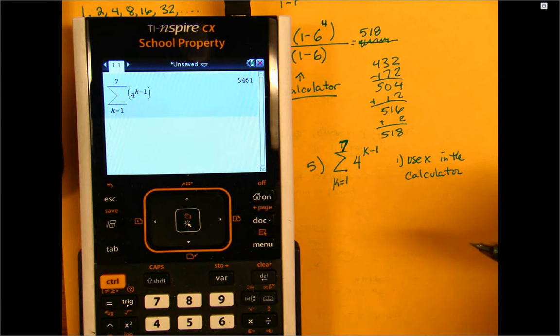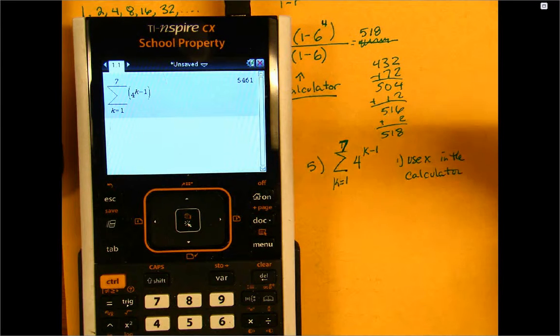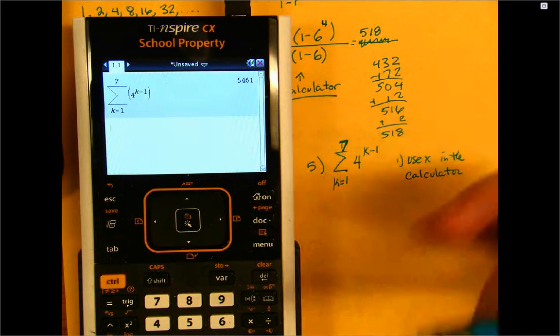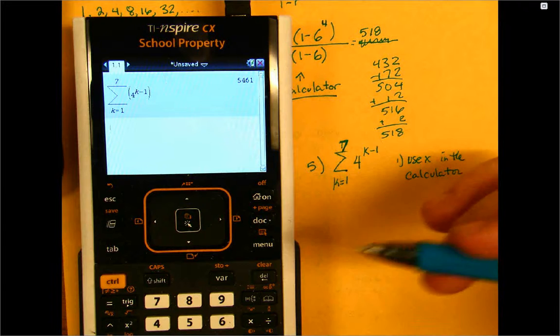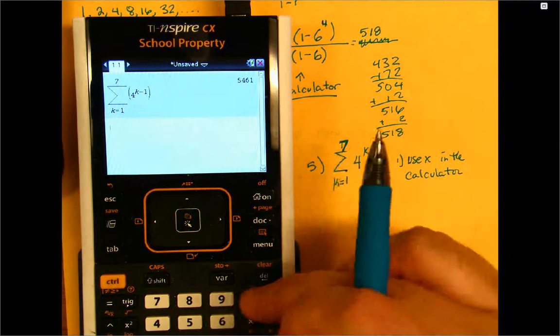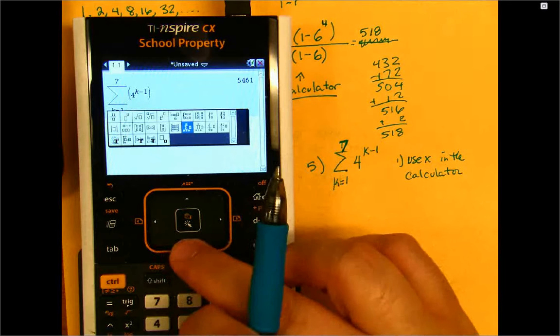So the idea of, can we do a summation in the calculator? Absolutely we can. We could have taken the summations that we had with the arithmetic stuff, and we could have used this. So the geometric stuff, I want you to be able to use the calculator for those.